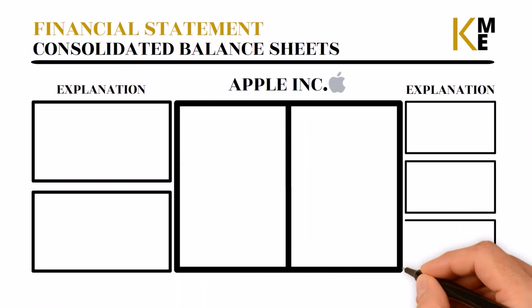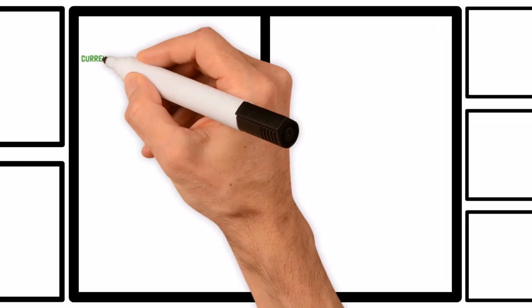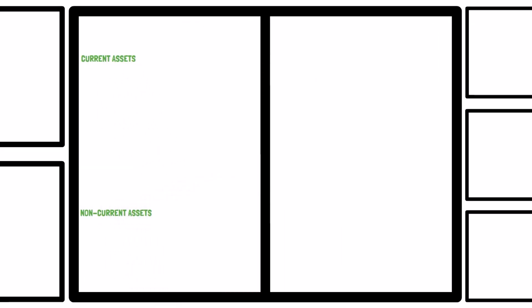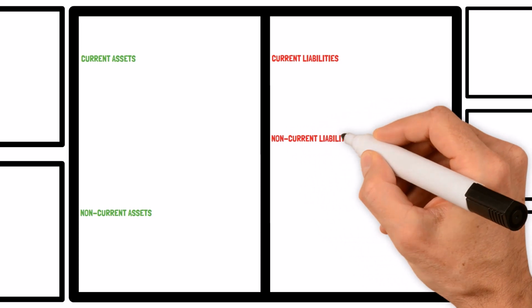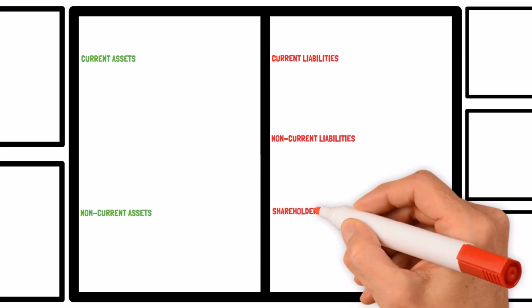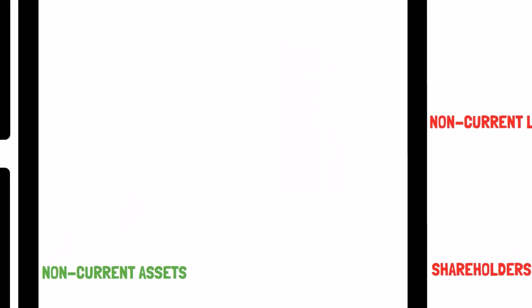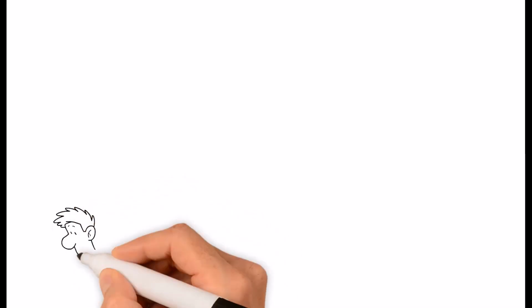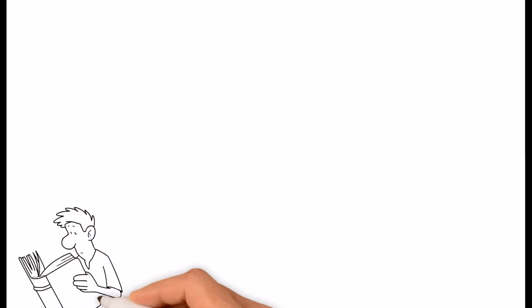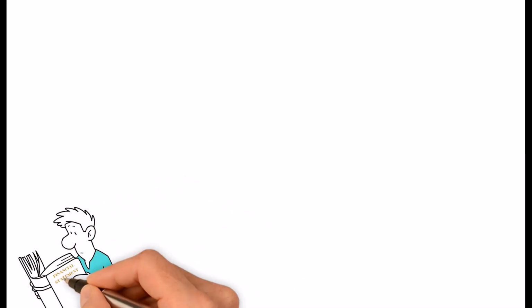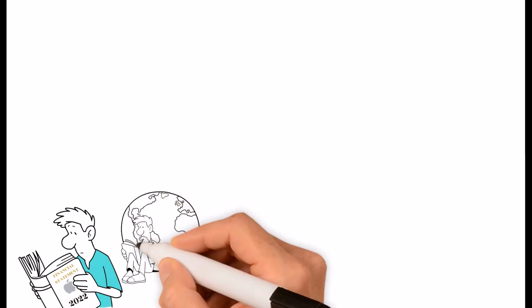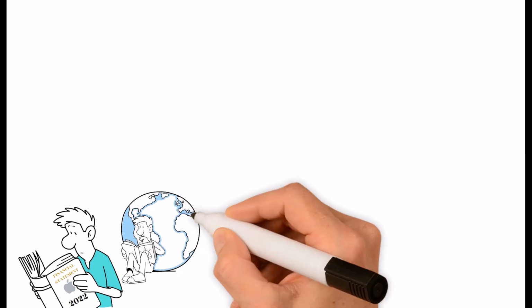All parts of the consolidated balance sheets, including current and non-current assets, current and non-current liabilities, and shareholders' equity, will be included and explained. The video is directly related to the financial statement of Apple 2022, but the concept and understanding of the balance sheets can also be applied to every other company.